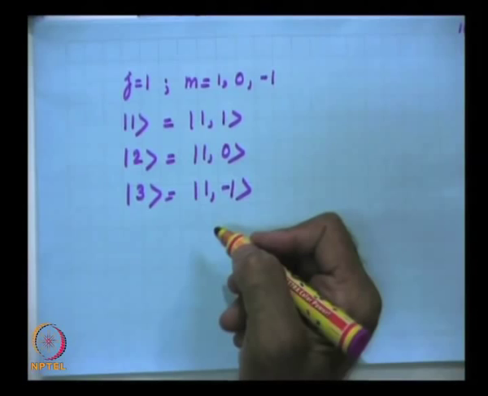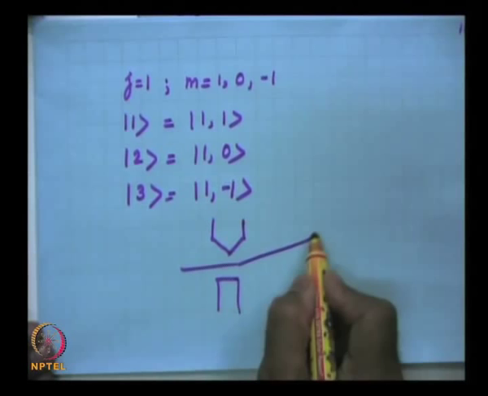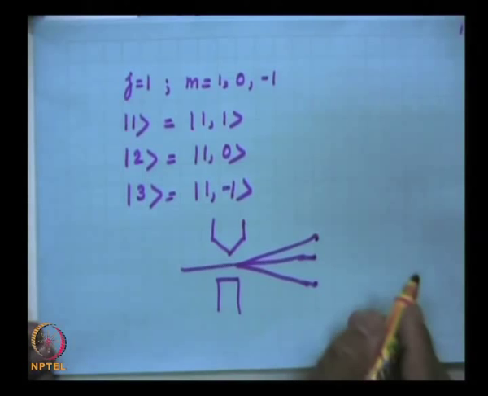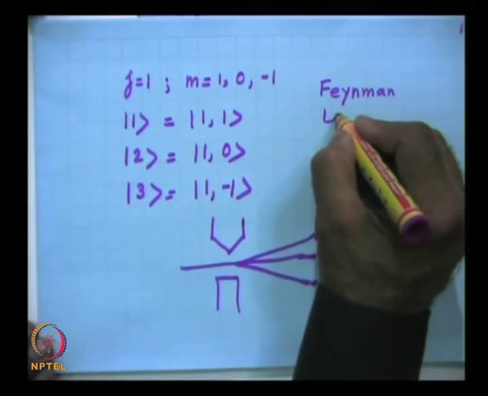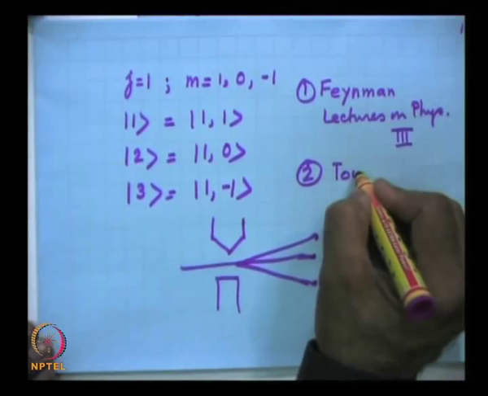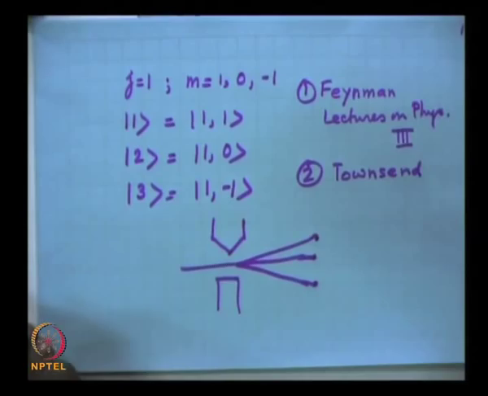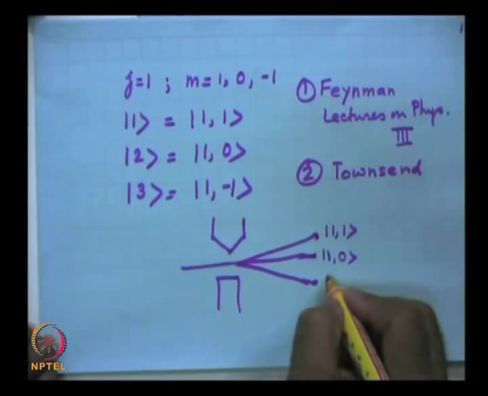And if you have a magnet which corresponds to the angular momentum 1, and if it is passed through a Stern-Gerlach apparatus, then it will split into three parts. This experiment is very nicely discussed at two places, maybe many places, but I have the Feynman Lectures on Physics, volume 3, very beautifully discussed, and also in a book by Townsend, A Modern Approach to Quantum Mechanics. The spin-half problem is discussed at many places, including in our own book with Professor Lokanathan. So, this will correspond to the 1, 1 state, 1, 0 state, and 1, minus 1 state.